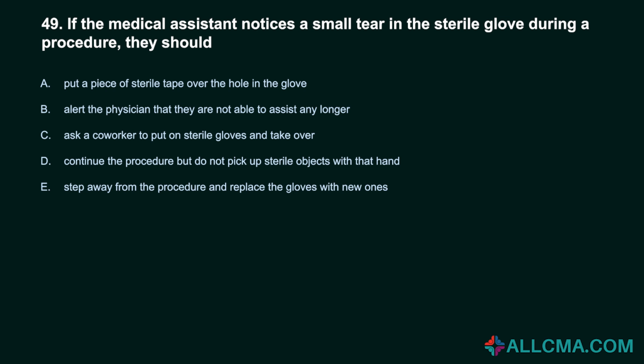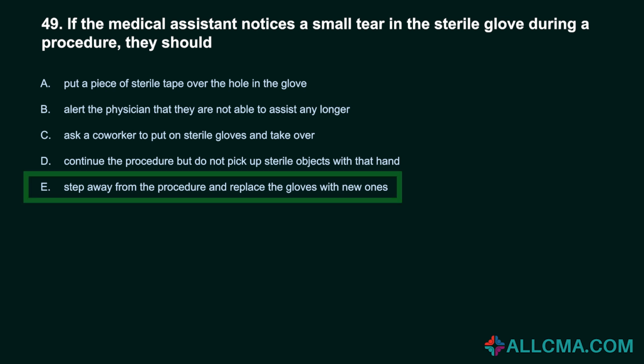49. If the medical assistant notices a small tear in the sterile glove during a procedure, they should A. Put a piece of sterile tape over the hole in the glove. B. Alert the physician that they are not able to assist any longer. C. Ask a coworker to put on sterile gloves and take over. D. Continue the procedure but do not pick up sterile objects with that hand. E. Step away from the procedure and replace the gloves with new ones.